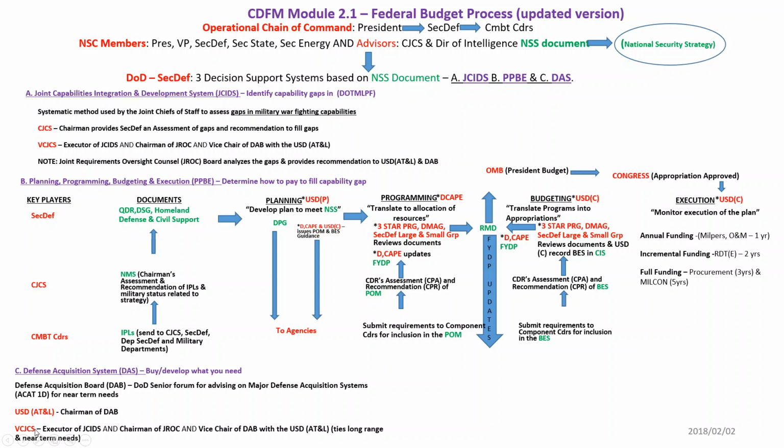And here's this guy again. This is the same guy from up here. The vice chairman of the Joint Chiefs of Staff, who I told you up at the top, is the executor of JCIDS. So he knows what the capability gap was. He was there for the analysis. He is the chairman of the Joint Requirements Oversight Council, and he's also the vice chairman of the Defense Acquisition Board right here with the Undersecretary of Defense, AT&L. So the purpose of the vice chairman is to tie the long-range plan with your near-term needs.